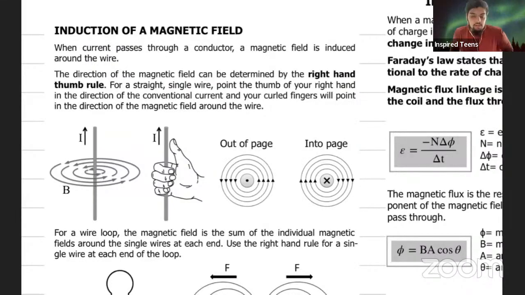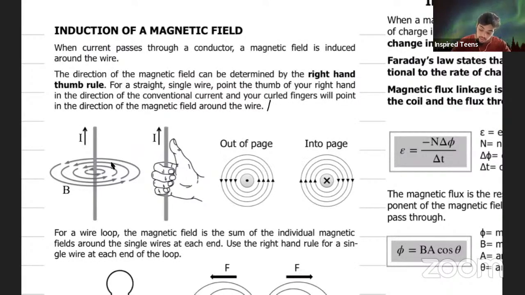Okay, so that's what you should keep in mind. Any circuit that we've done in electricity, any conductor, any wire where current is passing through, you should understand that a magnetic field is always created around that wire. Then it says the direction of the magnetic field can be determined by the right-hand thumb rule. For a straight single wire, point the thumb of your right hand in the direction of the conventional current, and your curled fingers will point in the direction of the magnetic field around the wire.